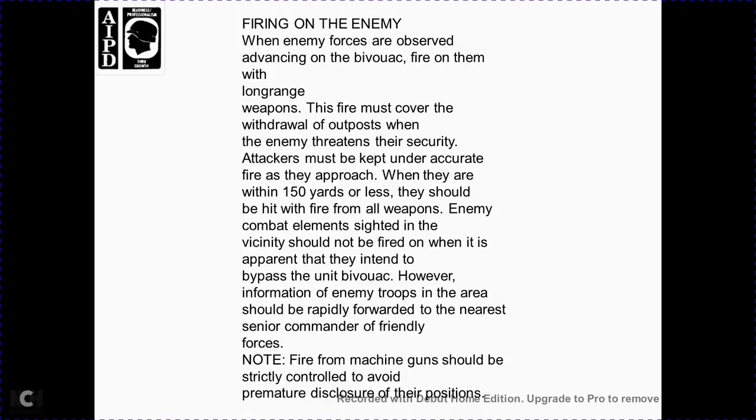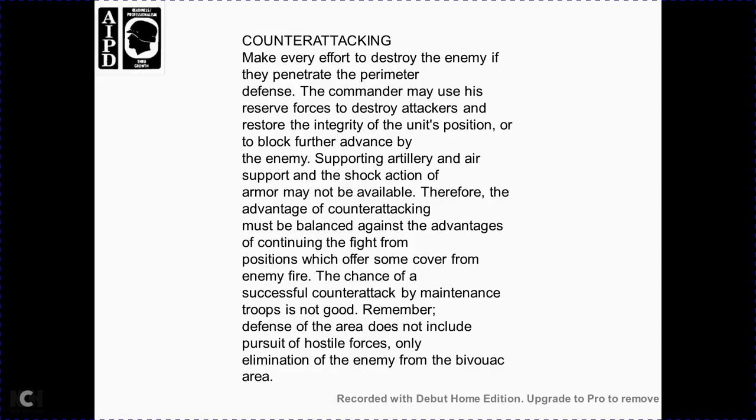Firing on the enemy: any forces observed in advance of the bivouac should be fired on with long-range weapons. The fire must be covered with the withdrawal of the outpost. If the enemy threatens with a security attack, accurate fire must be kept on the approach. When they are within 150 yards or less, they should be hit with the fire of all weapons. Enemy combat elements sighted in the vicinity should not be fired on when it is apparent that their intent is to bypass the unit bivouac. However, information on any troops in the area should be rapidly forwarded to the nearest senior commander of friendly forces. Note that the fire of the machine gun should be strictly controlled to avoid premature disclosure of the position.